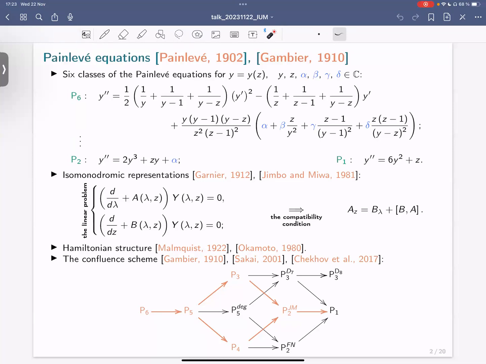Several properties of these equations that I would like to mention are the following. They have isomonodromic representations. Namely, they can be written as a linear system with some matrices A and B. This system is compatible if and only if matrices A and B satisfy this relation, which is also called the zero curvature condition. The Painlevé equations are Hamiltonian, and they are related to each other by the degeneration procedure. By some change of variables with a small parameter, we can reduce the Painlevé 6 to the Painlevé 5, and so on.